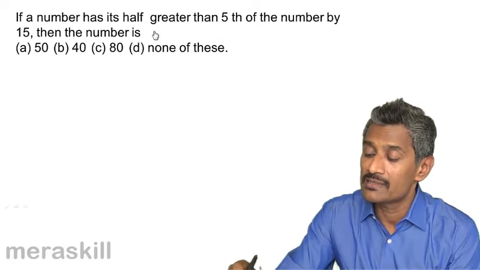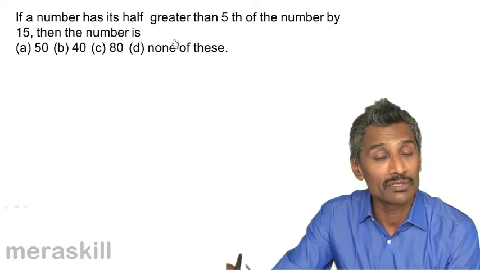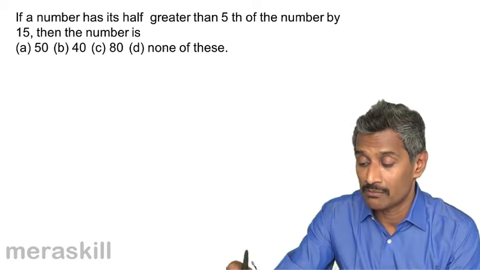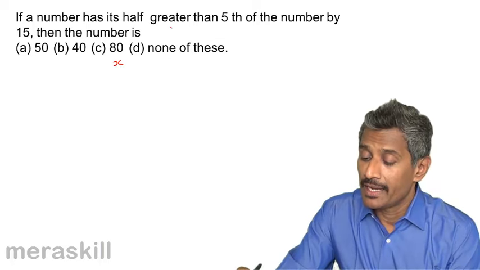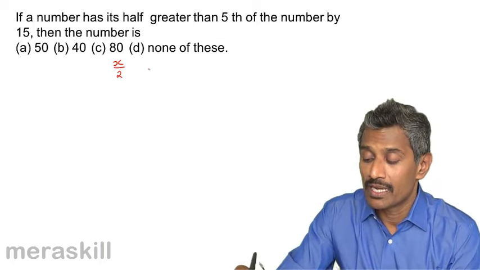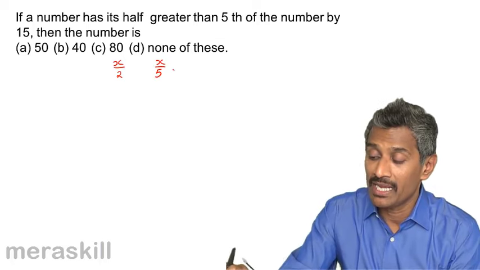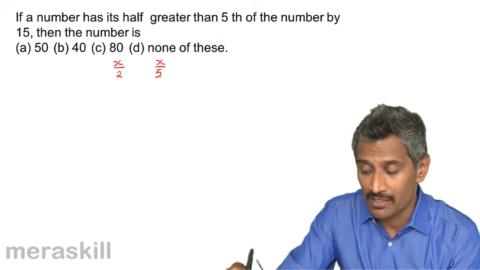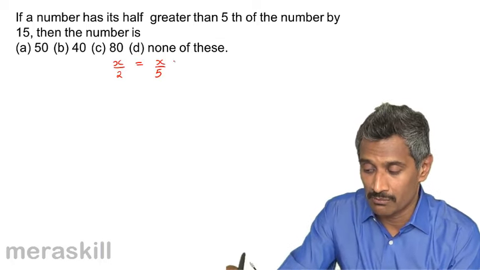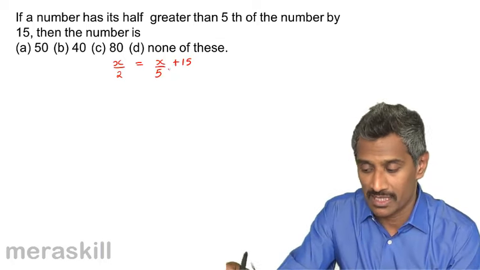So we have another very simple one. If a number has its half greater than a fifth of the number by 15. We came across similar questions earlier. There is a number x. Its half is greater than its 1/5 by 15. That means the difference between them is 15, or the greater number is 15 more than the smaller number. Both mean the same thing.